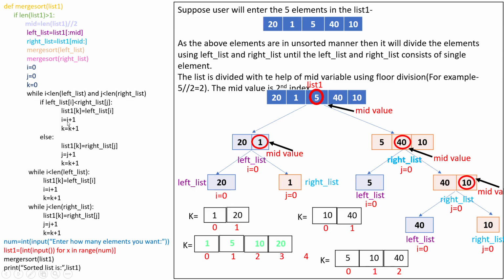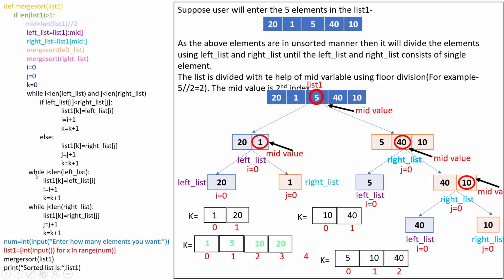Again it will increment the i value as i plus 1, that is 1 plus 1 equals 2. And k will be incremented, 3 plus 1 equals 4. Again it will go to the while loop. Now i is 2. Is 2 less than length of left list? Length of left list is 2. Is 2 less than 2? False. So it will terminate out of this loop and come towards the while loop for the remaining elements.